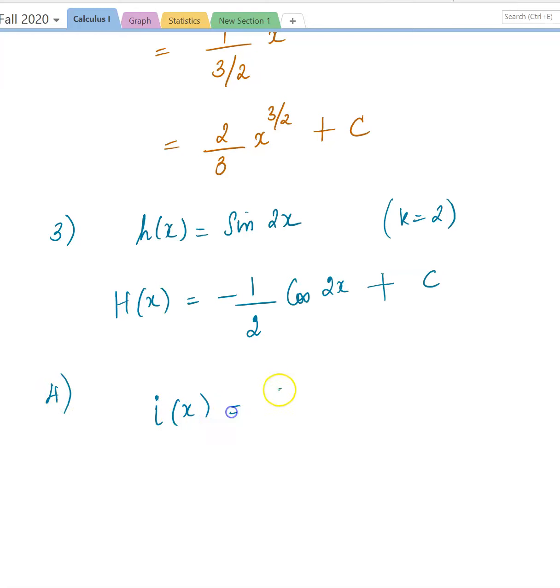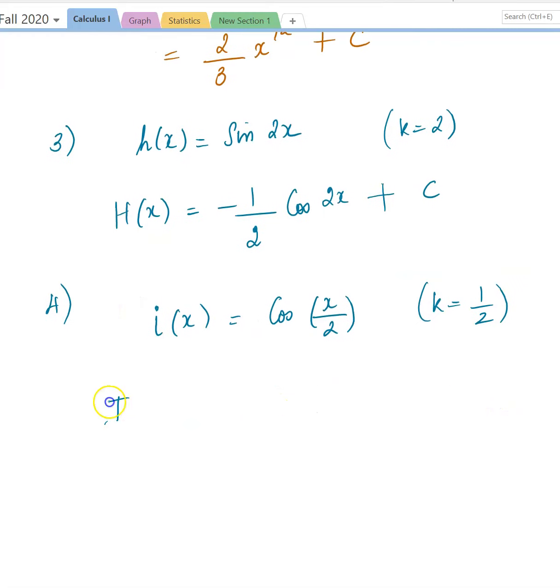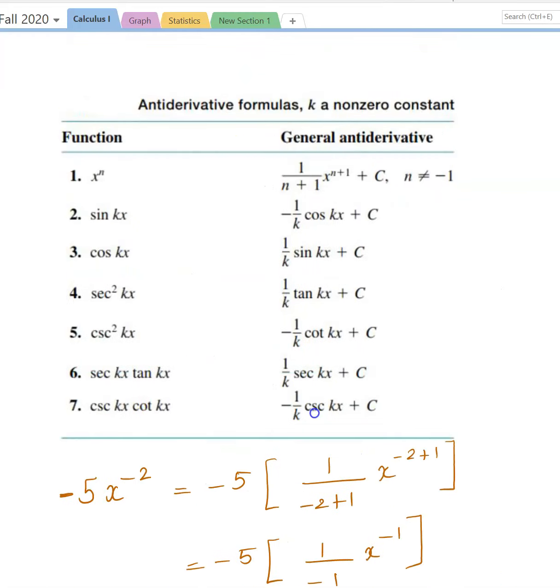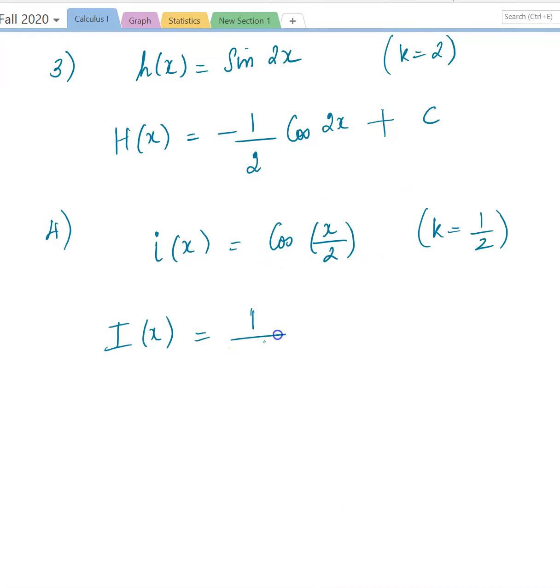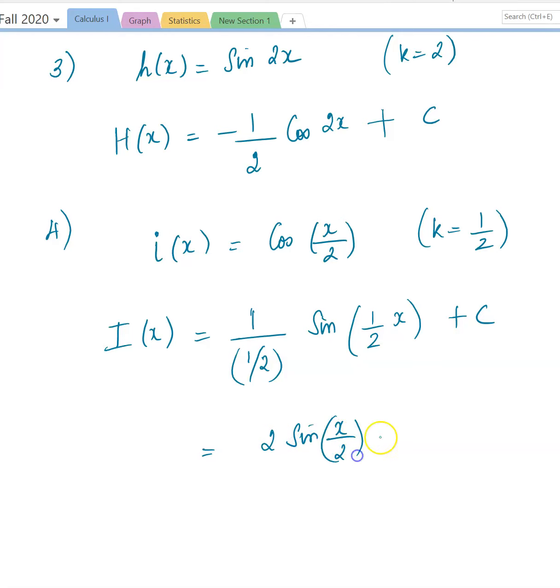I of x is cosine x over 2. Here's the case where k is half. So capital I of x will be, take you back to the formula quickly because this is to do with cosine. Cosine kx doesn't have the minus, so it's 1 over k sine kx plus c. 1 over k, which k itself is half, sine half times x, kx plus c. Clean this up, this goes on top, so it becomes a 2 sine x over 2 plus c.